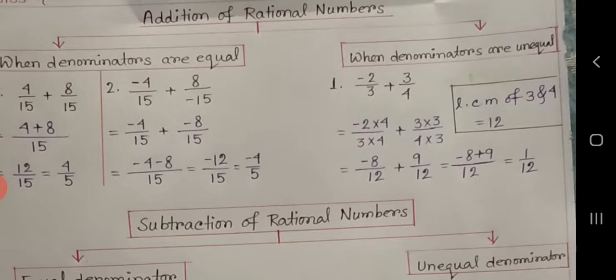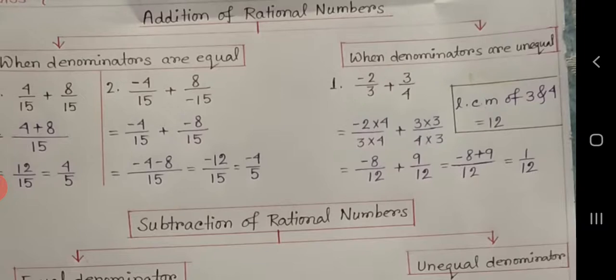Now the second 3 by 4, 3 into 3 by 4 into 3 to get the denominator 12. Now in the third line you can see here minus 18 by 12 plus 9 by 12. Both the rational numbers have 12 as denominator. So denominators are equal, and you know when the denominators are equal, what is the process of addition. So it is very easy and the result obtained is 1 by 12. So the addition of rational number is very easy and well known to us.